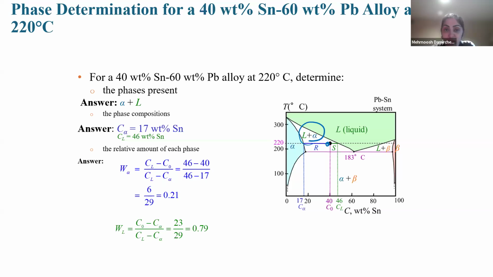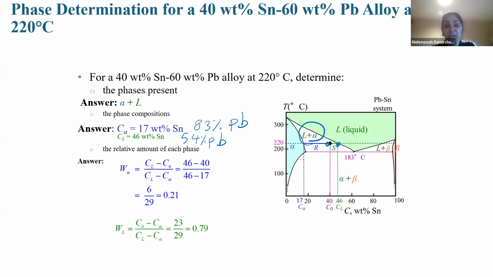We use rule 2. What's the meaning of rule 2? The tie line intersects alpha and liquid. Read the C of the alpha, it should be 17 weight percent Sn. How much Pb? 100 minus this, so it should be 83% Pb. And it intersects the liquid at this point with 46% Sn, and it should be 54% Pb.